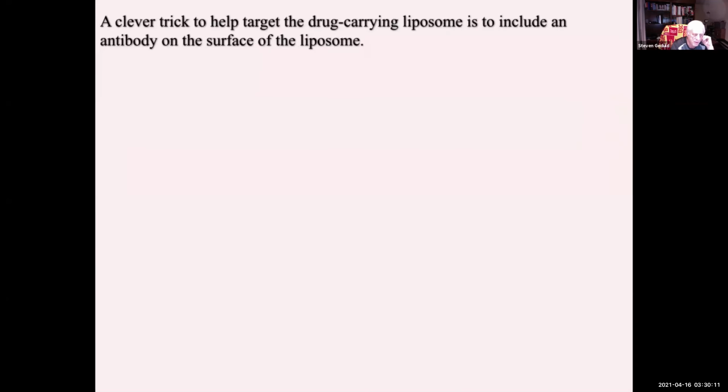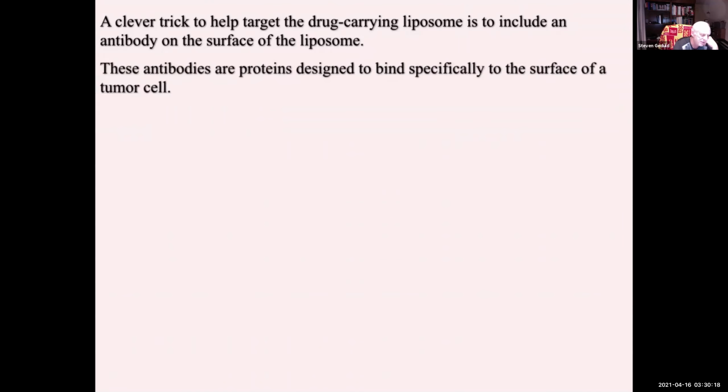So a clever trick to help target the drug carrying liposome is to include an antibody on the surface of the liposome. Okay, these antibodies are proteins that bind specifically to the surface of a tumor cell. Antibodies are formed in response to an infection. Okay, if the tumor is an infection in the body, these antibodies bind to that cell to mark it as foreign. If we have those antibodies on our carrier, it's going to go to the tumor cell and bind to it, and we deliver our drug right to where we need it. And that's how we do it.